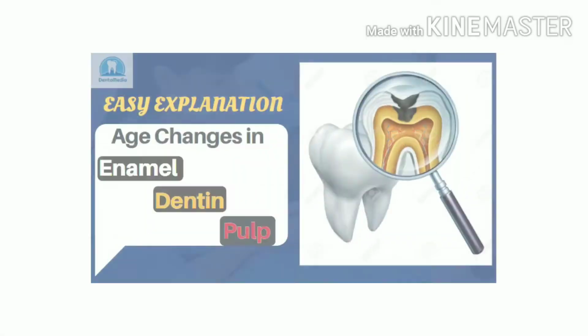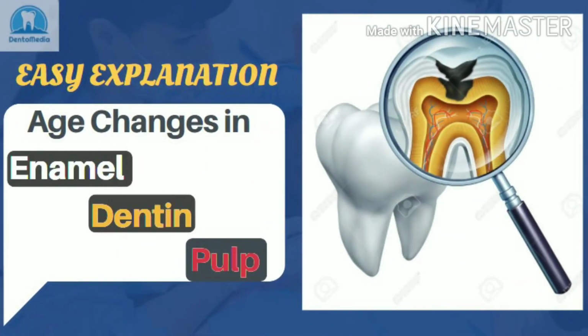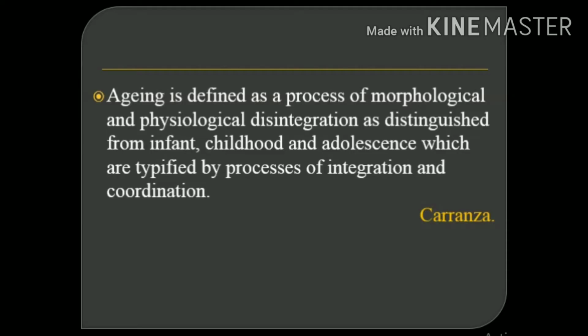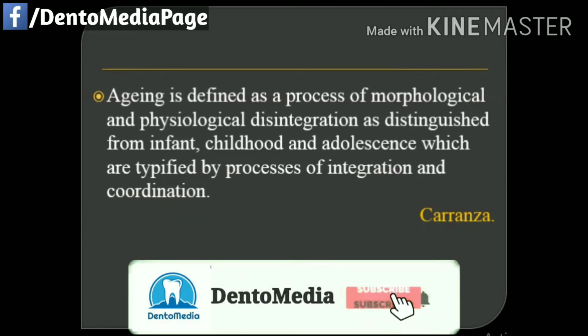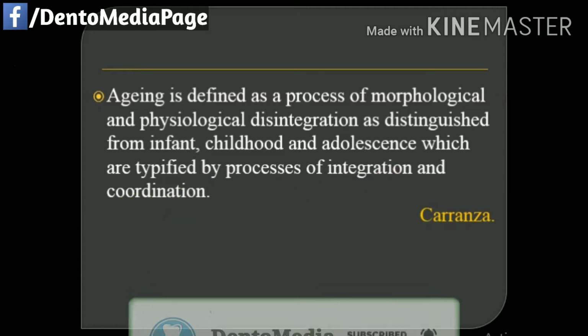In this video, you will learn about the 8 changes in enamel, dentin and pulp. So let's get started. Aging is defined as a process of morphological and physiological disintegration as distinguished from infant, childhood and adolescence, which are typified by the process of integration and coordination, and this is according to the Caries.